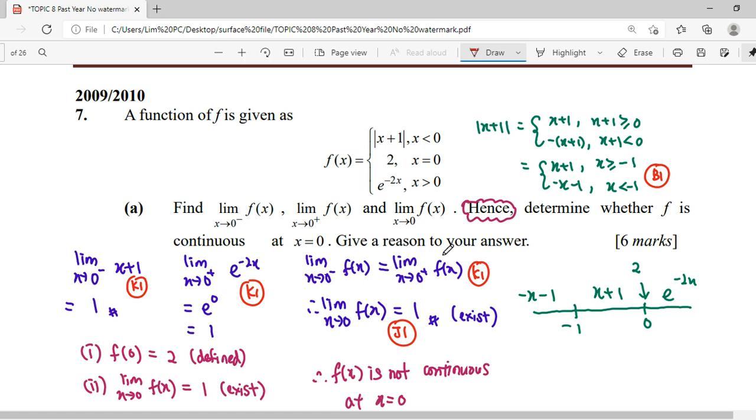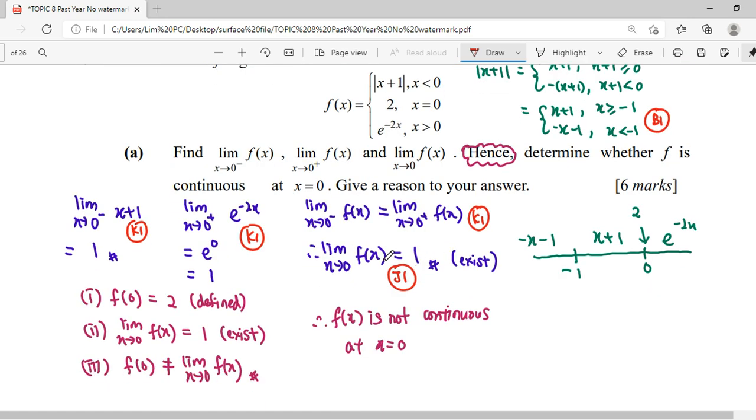And then they asked whether it is continuous or not. So with condition number 3, we state here that they're not the same. So we can come to the conclusion, this is not continuous. Okay, so it is 7 marks in the answer scheme.